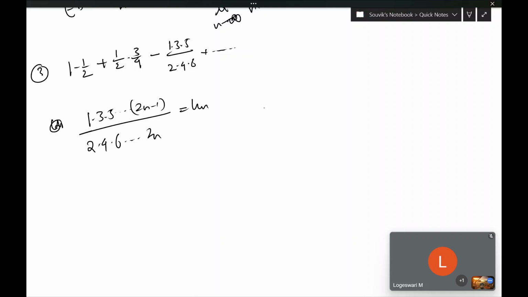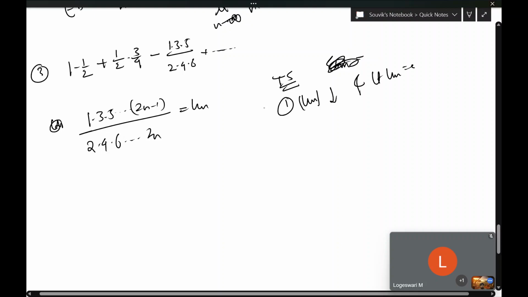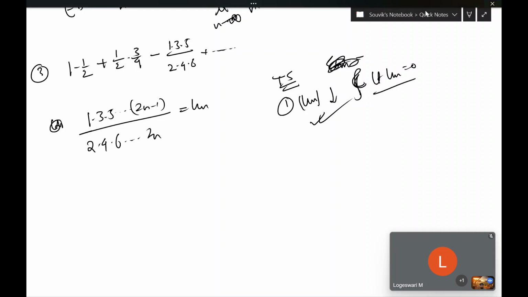Now we need to show the convergence using the Leibniz test. So we need to show that u_n is decreasing and the limit of u_n is equal to 0. Well, u_n is decreasing, that is okay, but how to show that the limit of u_n is 0? So Lagashri, can you please try? I will wait for some minutes. If you can solve it, let me know, please. Show that the limit of u_n is 0.